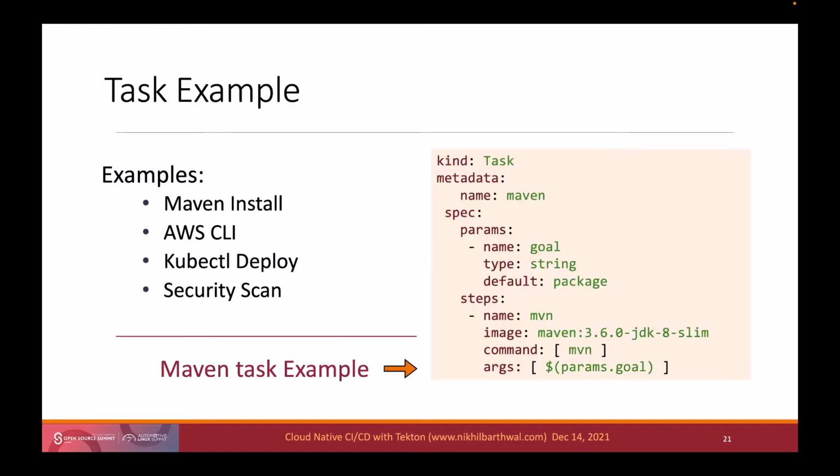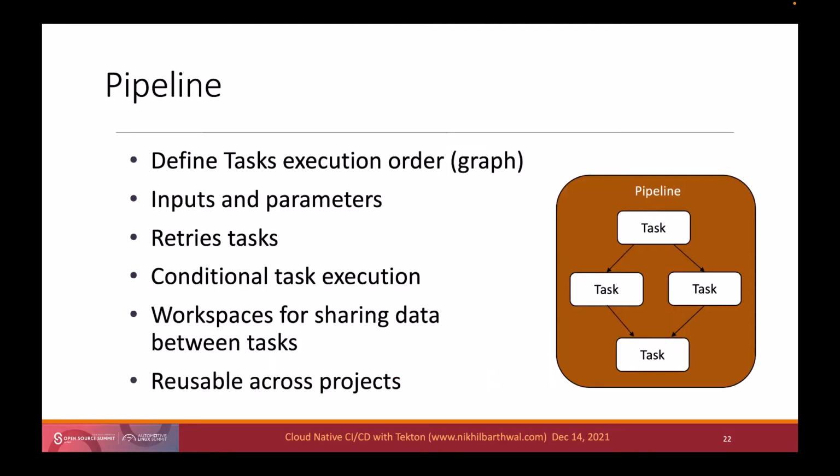But here's an example of a task. This is a Maven task example. You have a Maven goal, loads of YAML with some parameters, some steps defined. In this case there is only one step, but you could have multiple steps, right? You have some metadata. So this is an example of a task. You have multiple tasks like AWS CLI, kubectl deploy, etc.